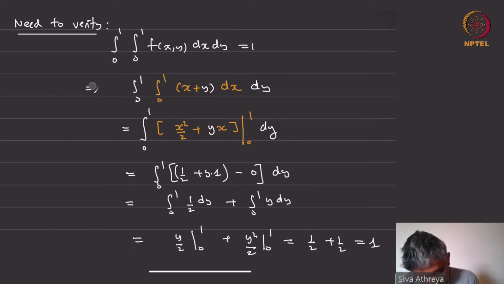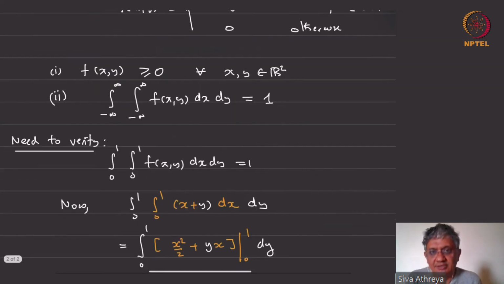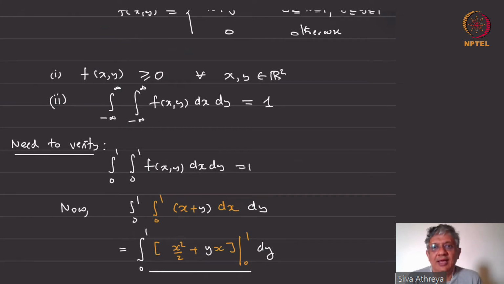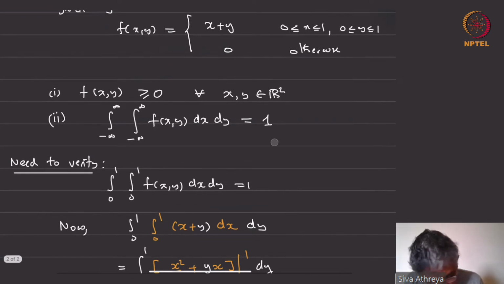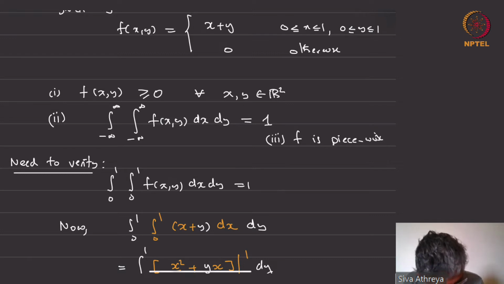Therefore, here I should not put implies, but therefore. Now we verified that this is equal to 1, so we verified this particular step: the density is non-negative and it integrates to 1. The third thing we have to verify is that it is piecewise continuous. But I will assume that you can try it yourself. So this is exactly that f is piecewise continuous.